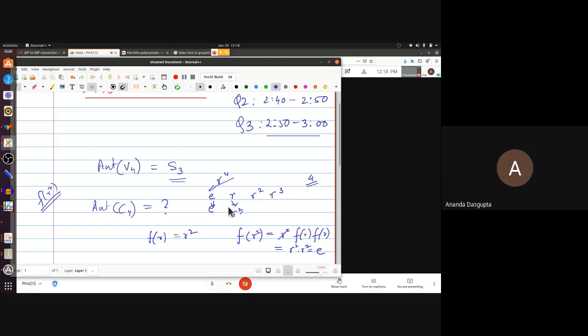Okay. And the other choice is R can go to R itself, which will be the identity transformation. If R goes to R, R square has to go to R square, R cube has to go to R cube. So you have the identity and one more element in this group. So Aut C4 will simply be Z2.